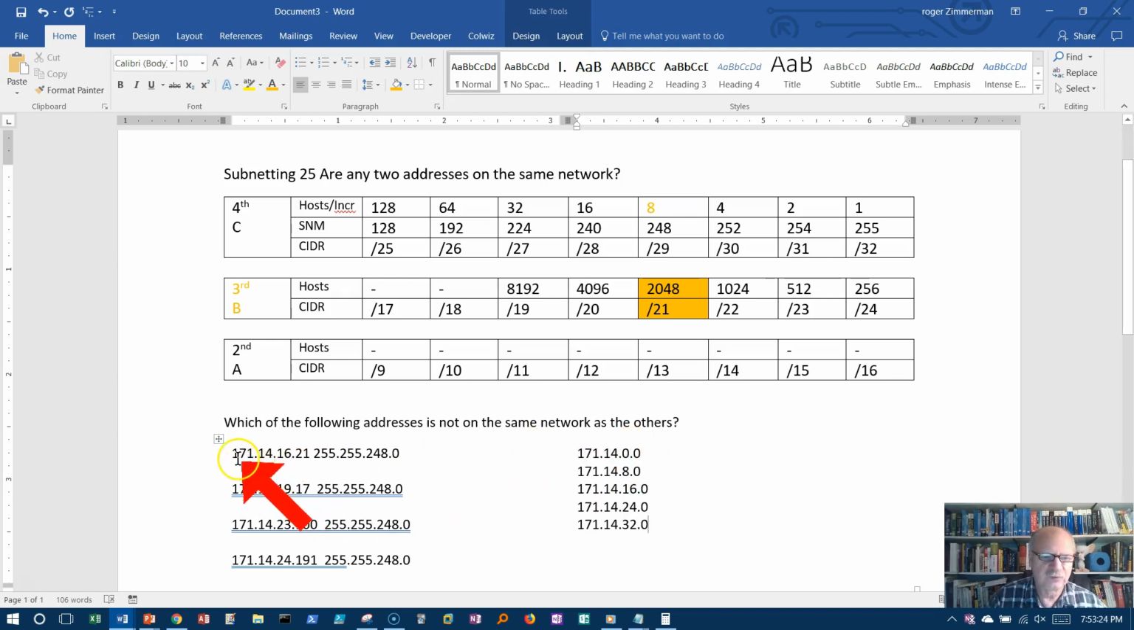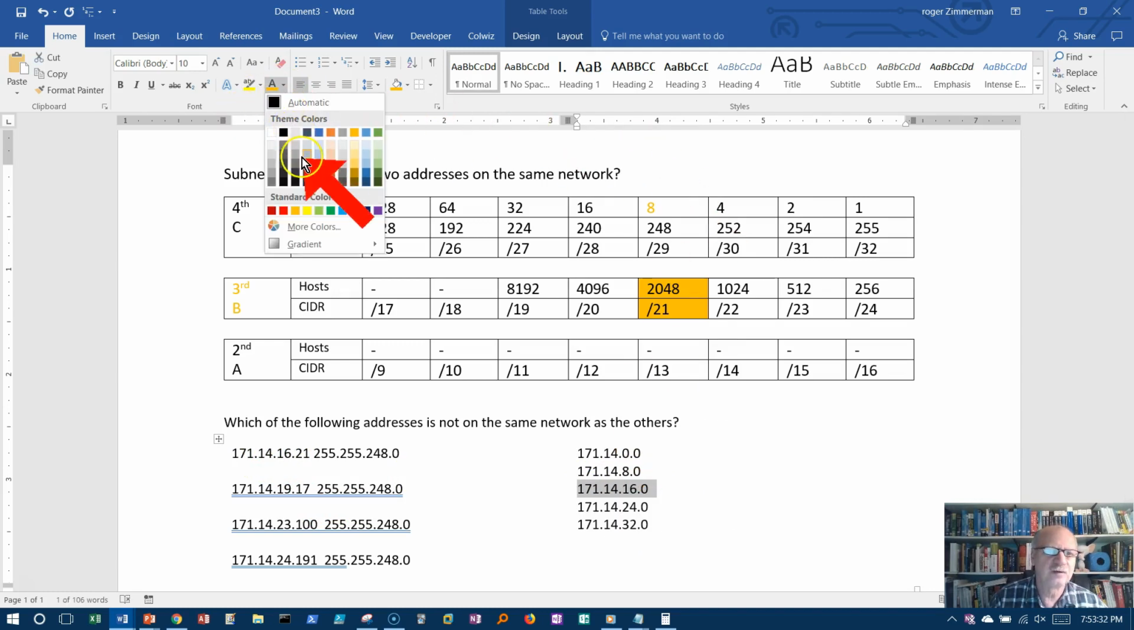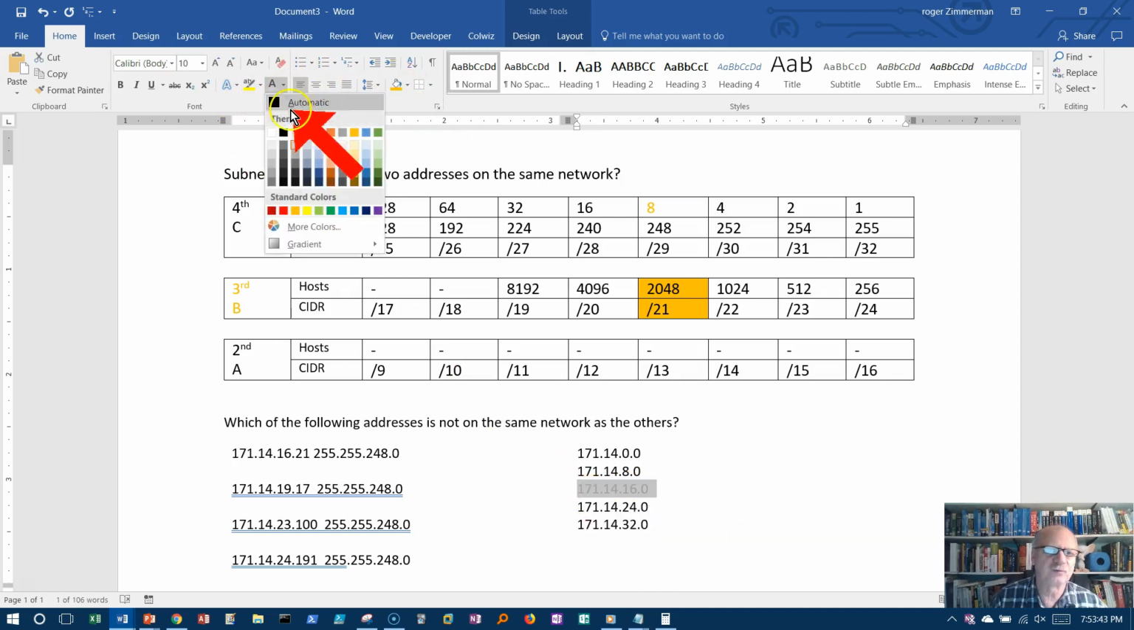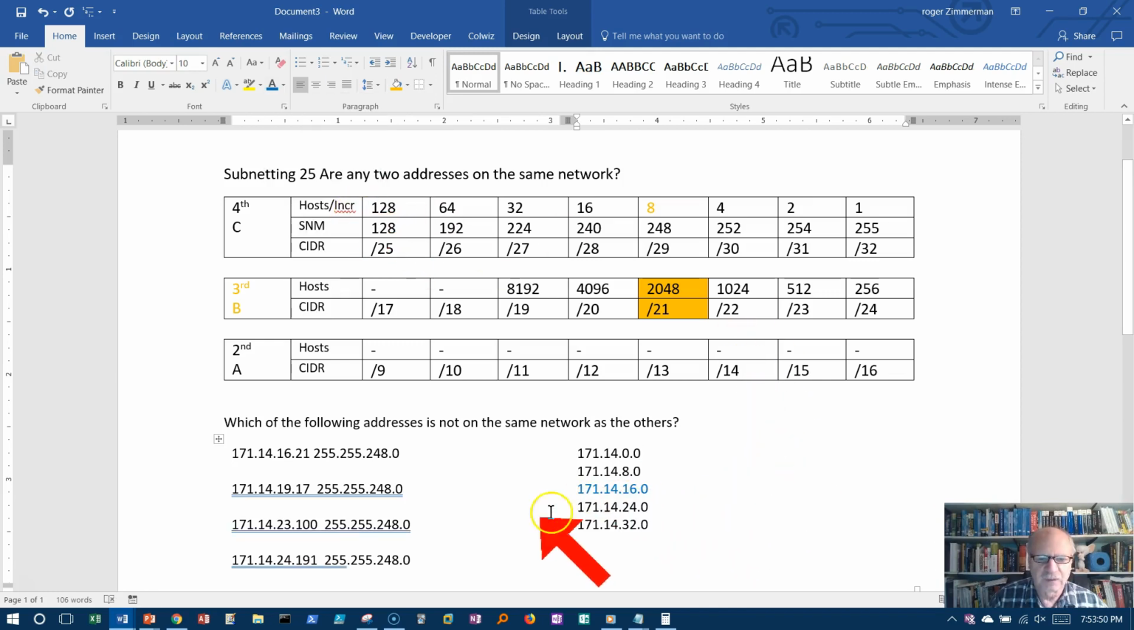So let's look at these addresses. 171.14.16, well, that would be on this network right here. So let's shade that network. That'd be on this network. 171.14.19, well, that would also be, this isn't very dark, is it? I need to make that something darker so you can really see it. We'll make it kind of a blue color here. There we go. 171.14.19. Yeah, that's also on this network because the next one's 24.